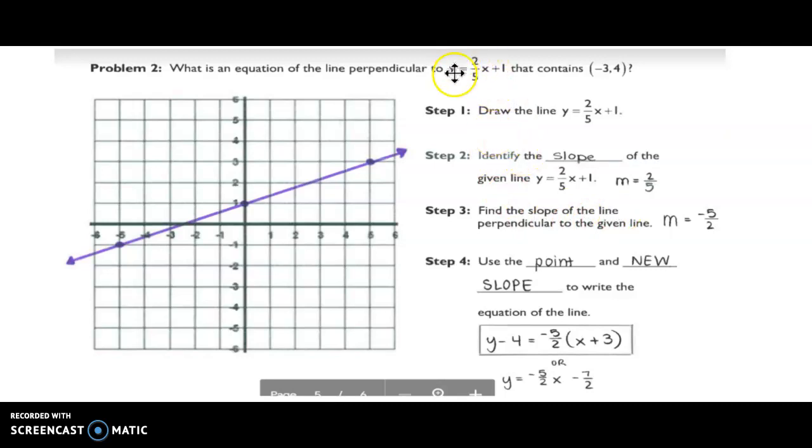If you know the original slope is 2/5, that means the perpendicular slope is going to be negative 5/2. Right? Remember, opposite, and you flip it. Okay. And then through the point negative 3, comma 4, you substitute those values in. Okay. And then if you want to change it to slope-intercept, you can do that as well.